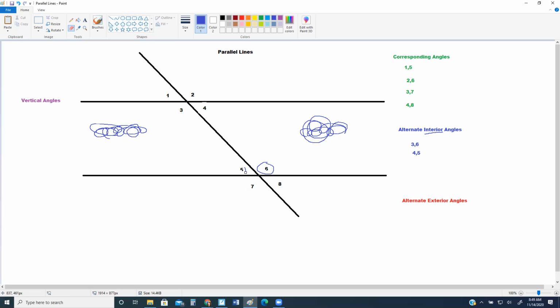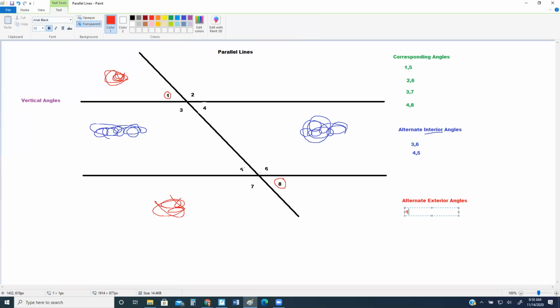I'm going to do the alternate exterior yet. Alternate still means on opposite sides of that transversal. Still have our transversal, still have opposite sides, but now we're on the outside. This is the outside, this is the exterior. So we are on the opposite outside. So we have number 1. And then on the opposite side of the transversal, still on the outside, is 8. So the alternate exterior angles that are congruent with each other are 1 and 8.